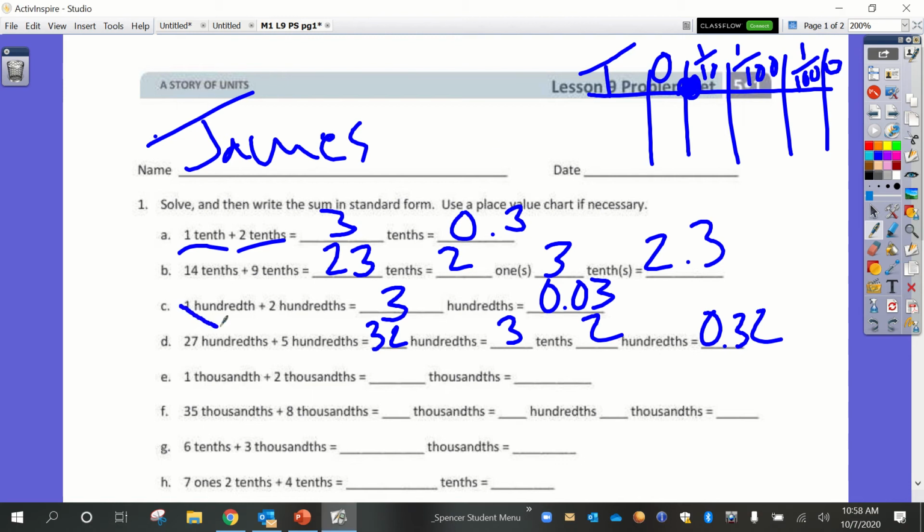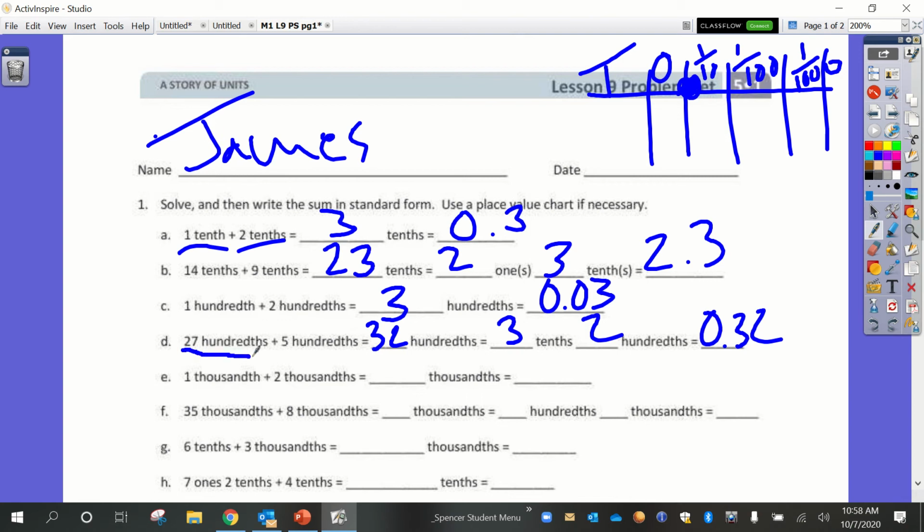So we took 100th plus another 200th. That gave us 300th. I used the place value chart to help my brain visualize, and the 3 would go in the hundredths, so it would be 0.03. Great.